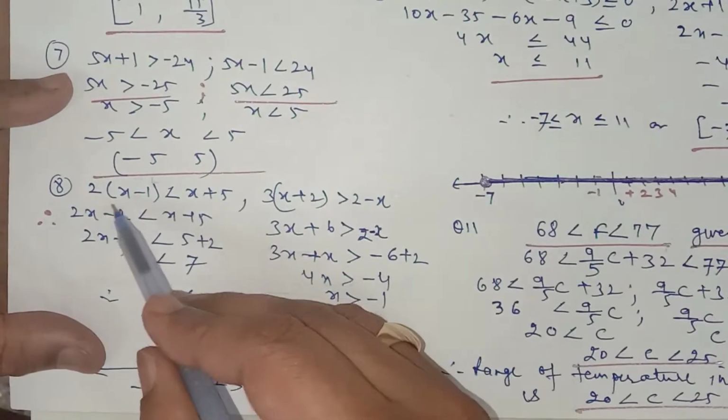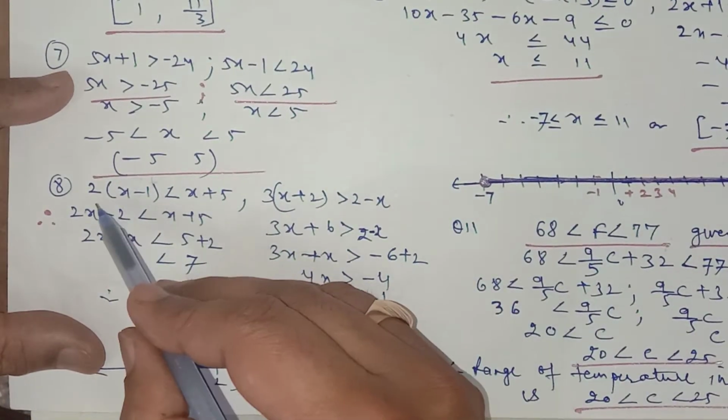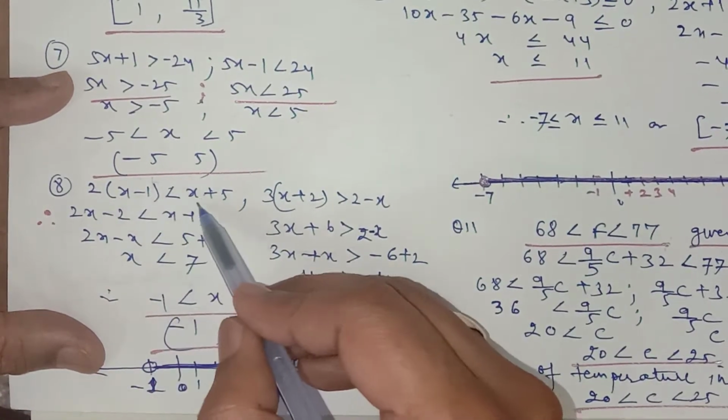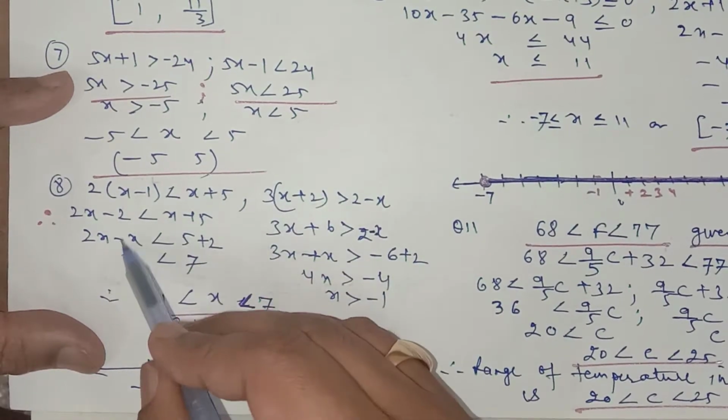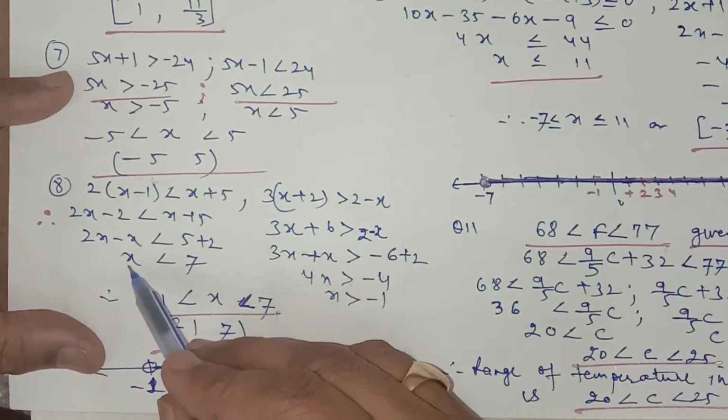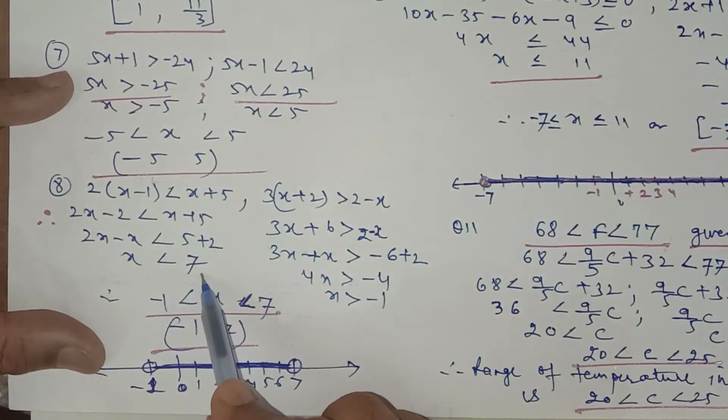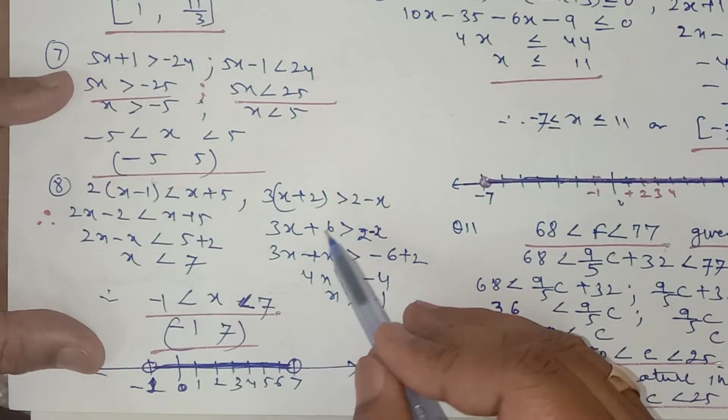Now in question number 8, solve them individually. Again open the bracket: 2x minus 2 less than x plus 5. Take the variable to one side and the constant to the other side. Then the value of x comes out to be less than 7. Solve the next one individually.